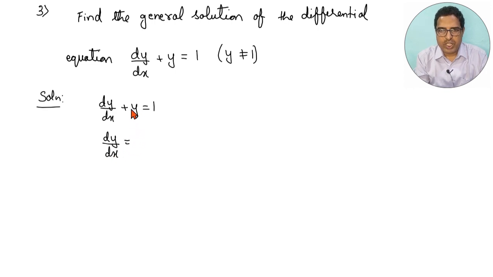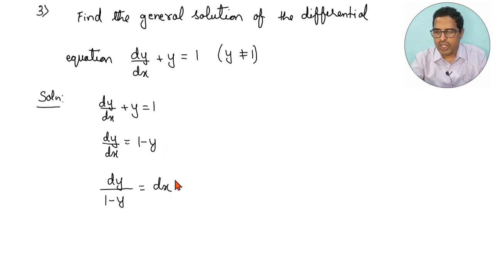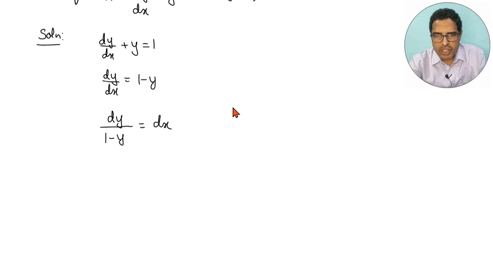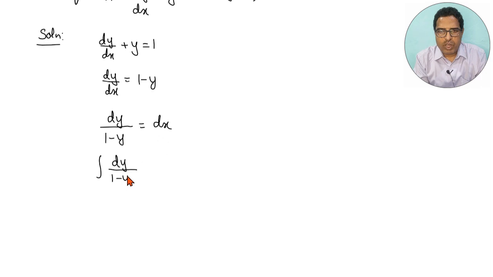is equal to, sending this y to the other side, plus y will become minus y, so 1 minus y. Now this expression is in the form of y, so group this y with dy. So dy as it is, sending 1 minus y to the other side, dy divided by 1 minus y is equal to dx. Now you can see that this equation is in variable separable form, therefore you can integrate on both sides. We get the integral of dy by 1 minus y is equal to the integral of dx.